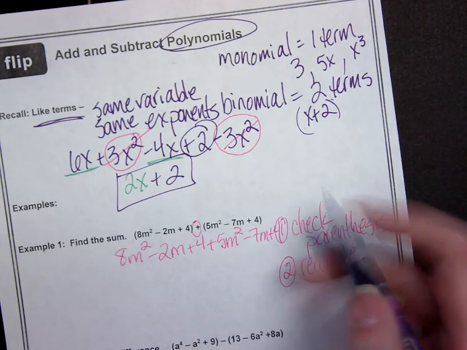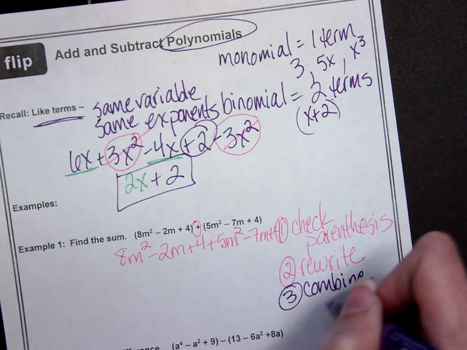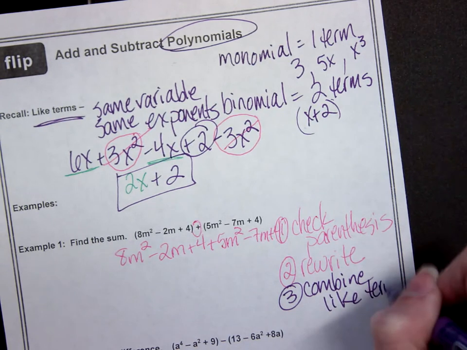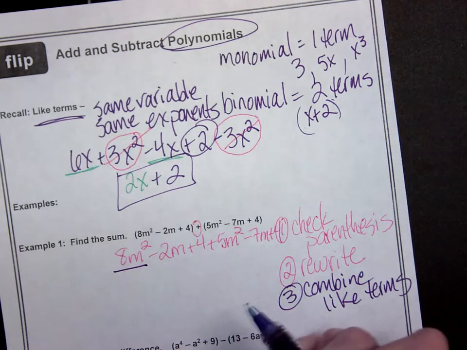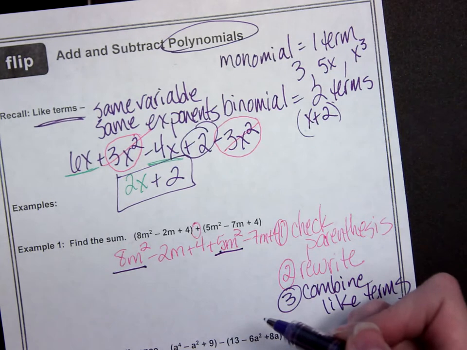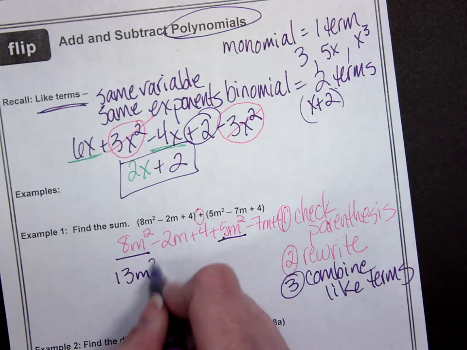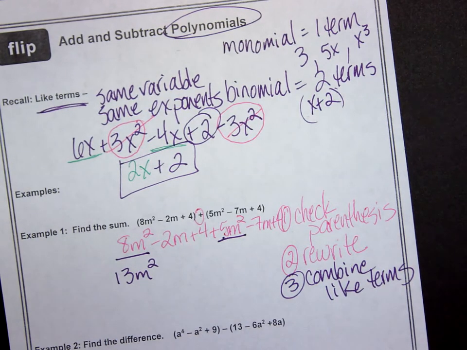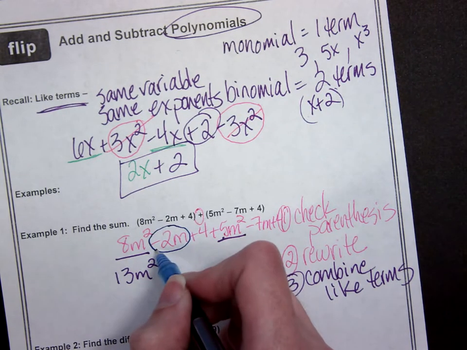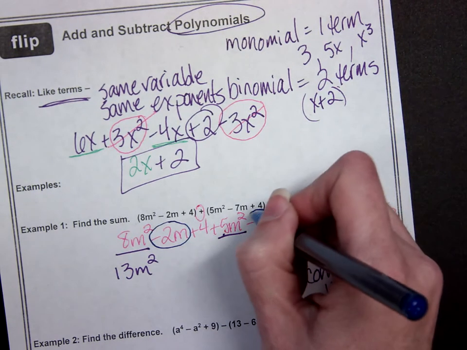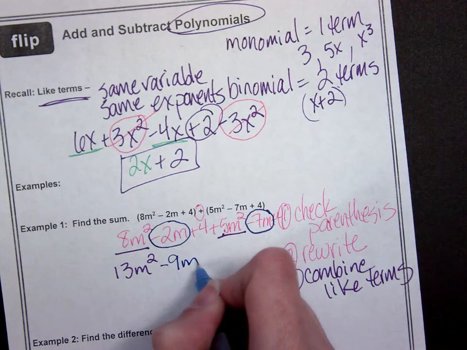Okay. Combine like terms. So I'm going to go through 8m squared is the first one I see. Here's the other like term that goes with it. 8 plus 5 is 13m squared. Negative 2m, we always grab the sign that's in front of the term. And negative 7m. Negative 2 plus negative 7 is negative 9m's.